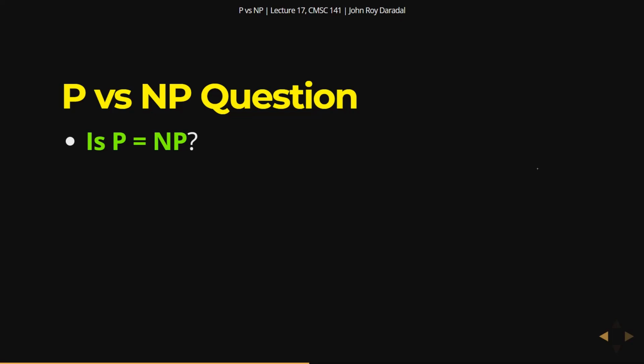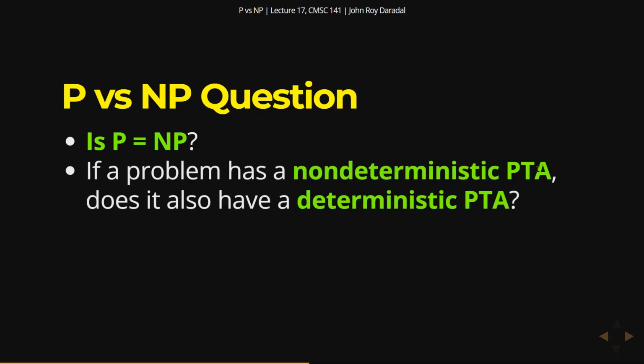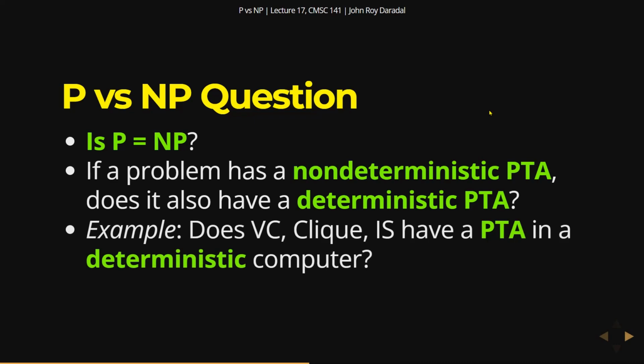So what does this mean really, that they are equal or not equal? If P is equal to NP, that means that if a problem has a non-deterministic polynomial time algorithm, like vertex cover, independent set, and clique, does it also have a deterministic polynomial time algorithm? So does it have an algorithm that runs in polynomial time on a deterministic computer? Does VC, clique, IS have a polynomial time algorithm on our current computers? That is still an open question. We still don't know right now.